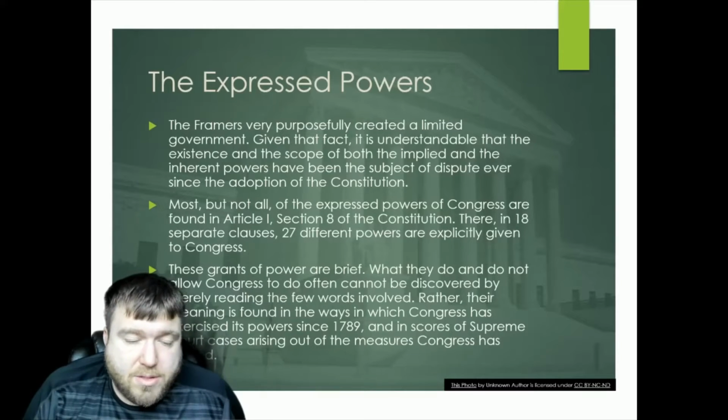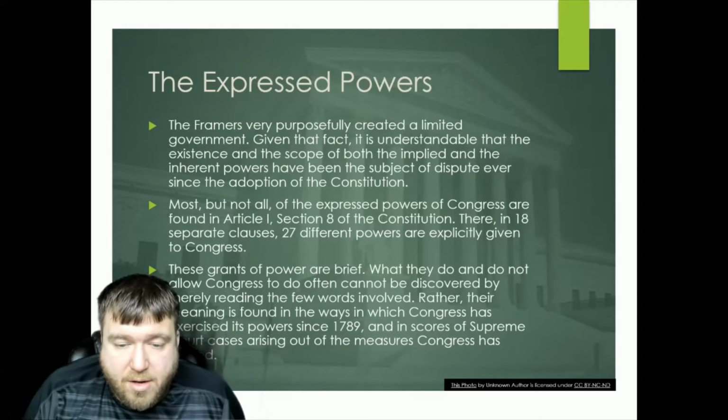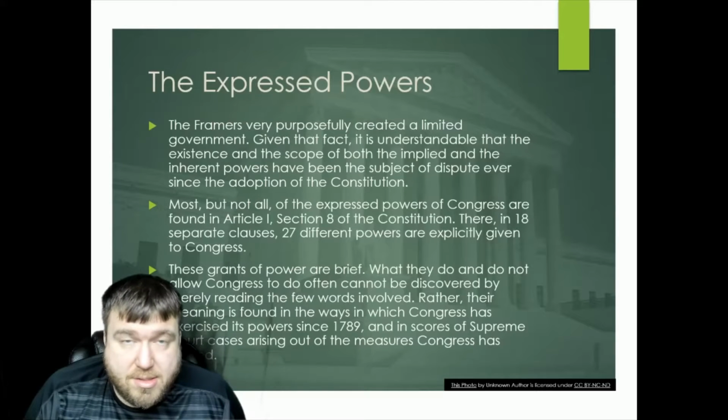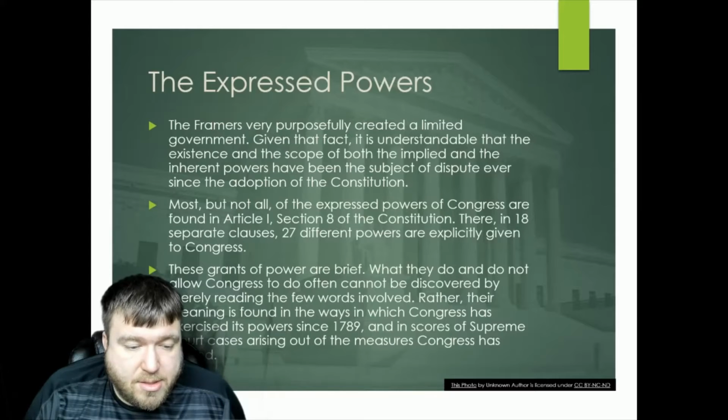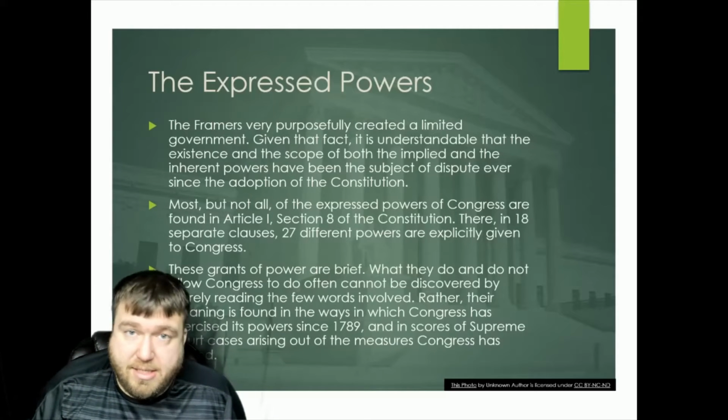These grants of powers are brief. What they do and do not allow Congress to do often cannot be discovered by merely reading the few words involved. Rather, their meaning is found in the ways in which Congress has exercised its power since 1789, and in scores of Supreme Court cases arising out of the measures Congress has passed.